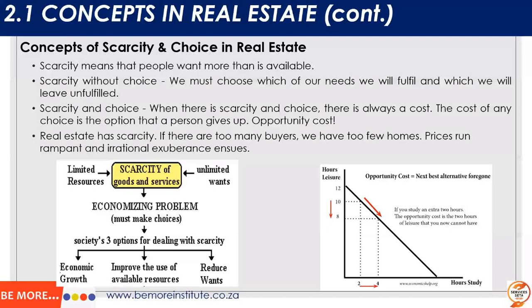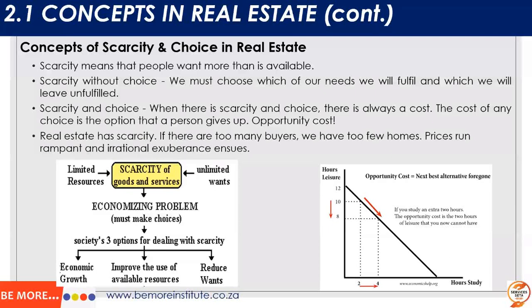And we call that opportunity cost. So if you look at this graph on my right-hand side, it shows that there are only so many hours in a day, so you can only do so many things. So if you have the hours and you want to study, as much as it is nice to have leisure all the time, you also need to study. The 2 hours that you will take to actually study is taking away from the leisure time you could have had. So if you study an extra 2 hours, the opportunity cost is the 2 hours of leisure that now you cannot have. So real estate has scarcity.